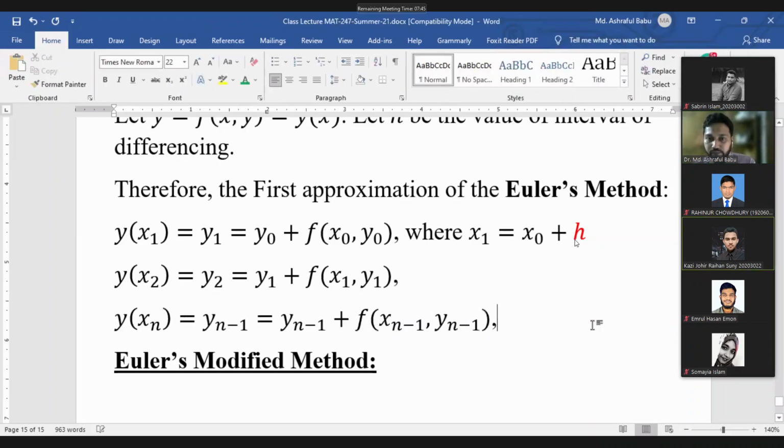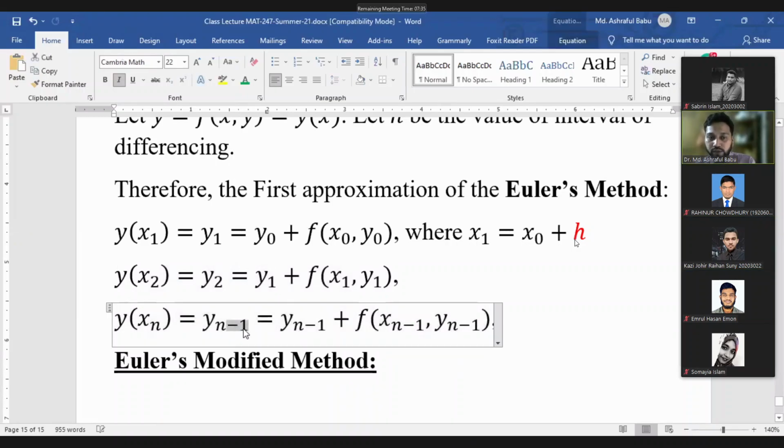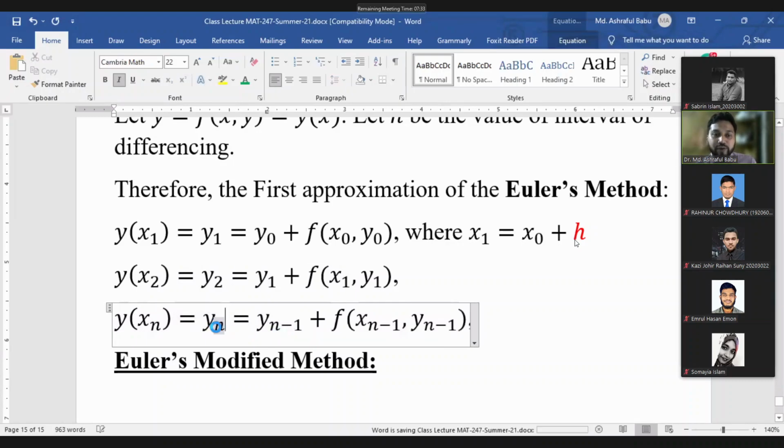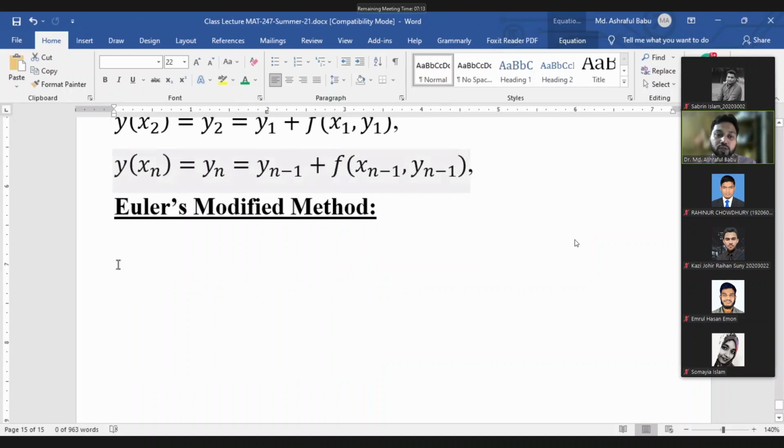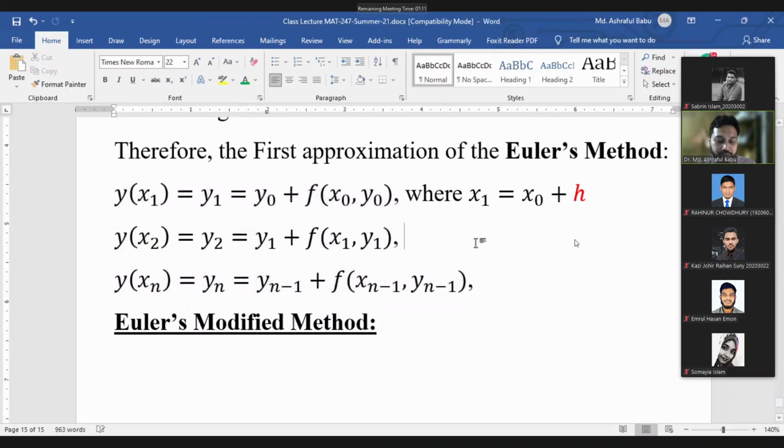Sir, I think after xn, it will be yn because you wrote in the previous. Yes, sorry, that is yn, but we have to find out yn in terms of yn minus 1. So this is a successive process. We are not interested to find y2, y3 up to yn individually. So if you want to find out, then we have to follow this method, this successive process. Okay, so this is called the second approximation.